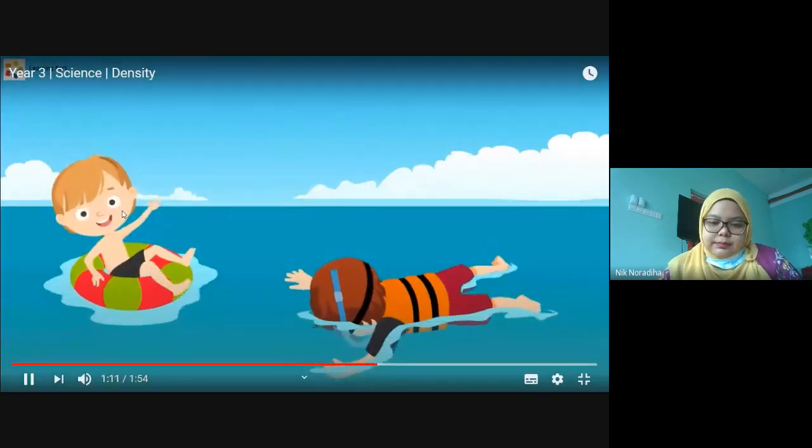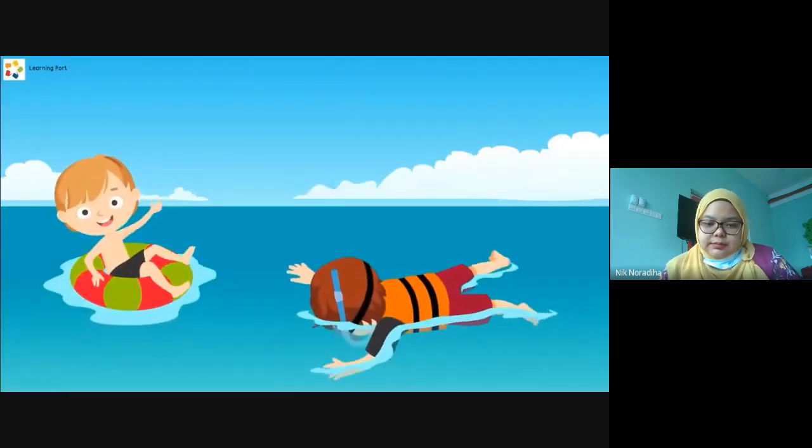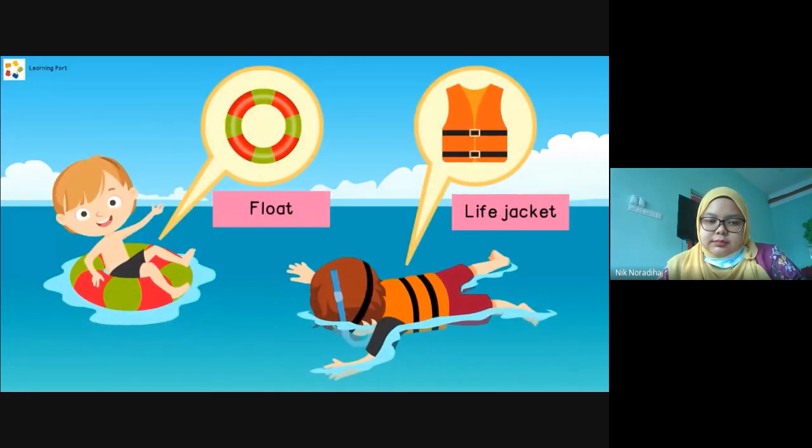The principle of density can be applied in our daily lives. Look at these kids. They are swimming safely in water using floats and life jackets.